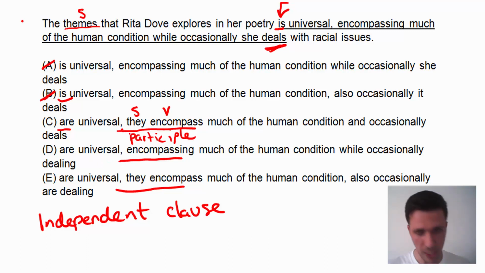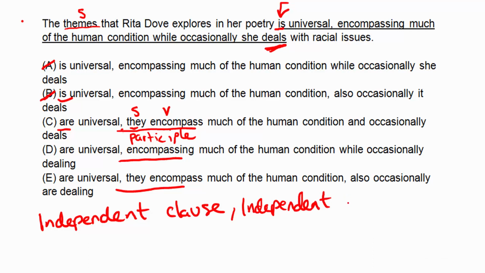Instead, what we have is a comma. And then the thing is, what comes after in C is also an independent clause. So we have they encompass much of the human condition and occasionally deals with racial issues. That could be a sentence too. We have a subject, we have a verb, we actually have two verbs both relating to the same subject, they. So what do we have? We've got independent clause, comma, independent clause. That's a problem. That is not allowed. That's not grammatically correct. You cannot put two independent clauses together separated by a comma.